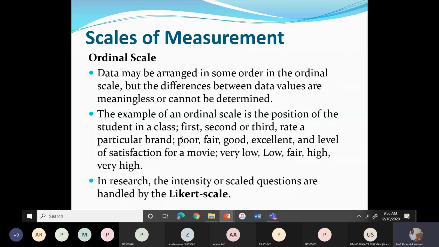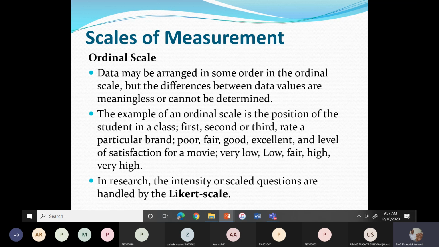So the gap, you see with one point you can change the position. So gap is meaningless. We cannot identify what should be the gap for the next category. We cannot know, from very low to low, how much is the gap, from low to fair, and from fair to high. So this gap is meaningless.